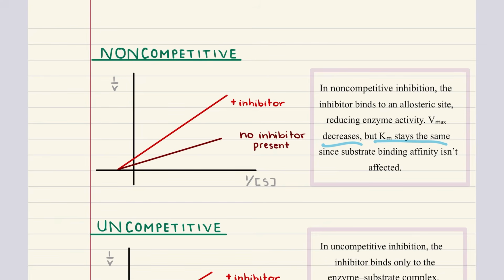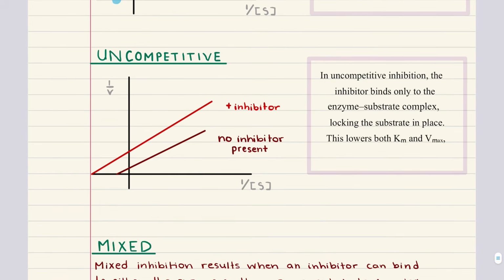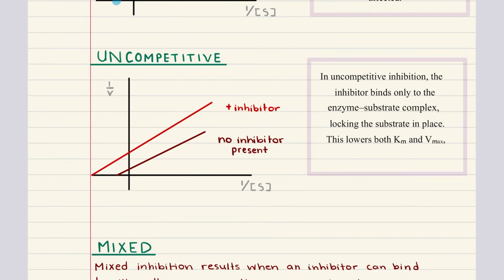So on the Lineweaver-Burk plot, the lines are going to intersect at the x-axis because Km stays the same, but Vmax decreases. Then there's uncompetitive inhibition. This is a bit different. In uncompetitive inhibition, the inhibitor binds only to the enzyme substrate complex. It does not bind to the free enzyme. And this locks the substrate in place and then prevents the reaction from proceeding to product. As a result, both Km and Vmax decrease.